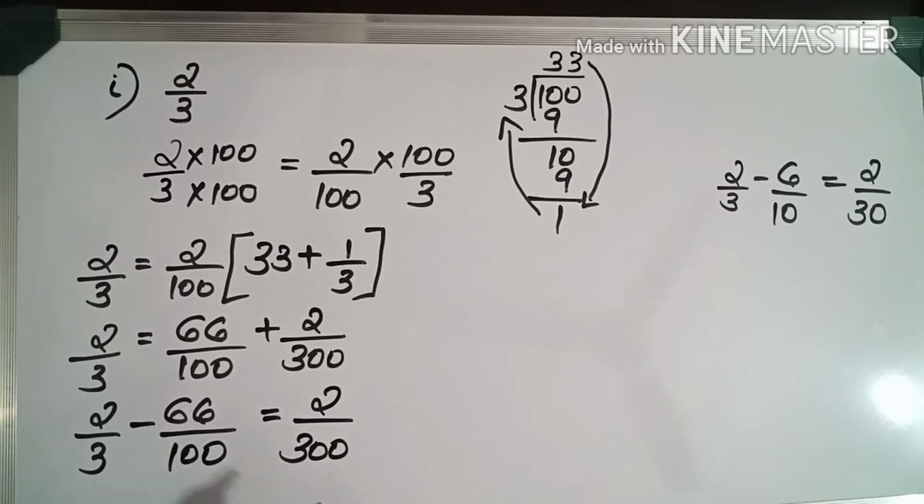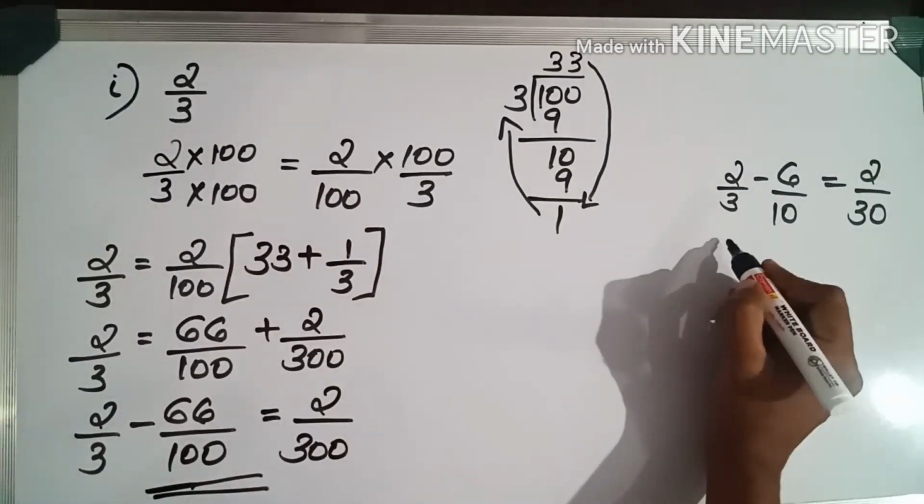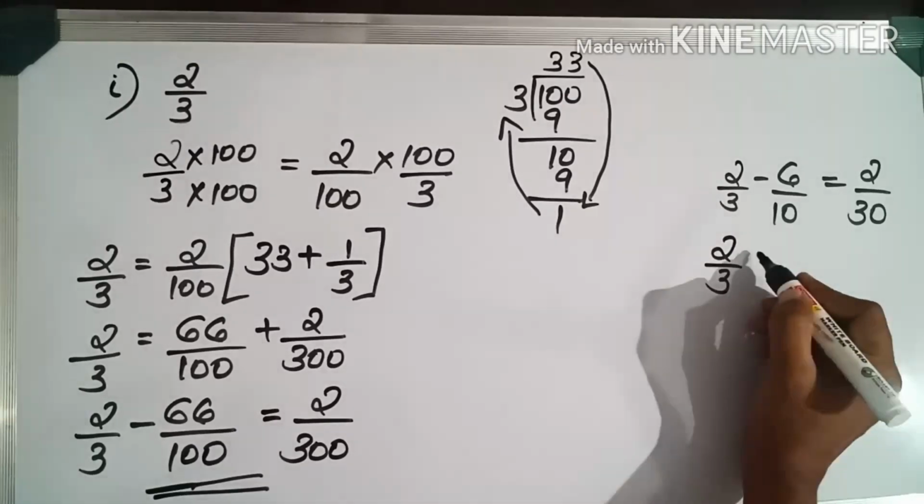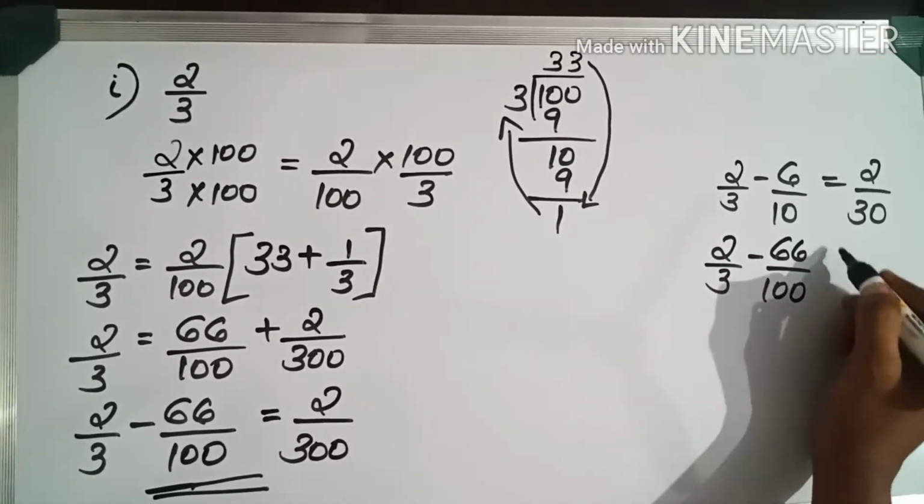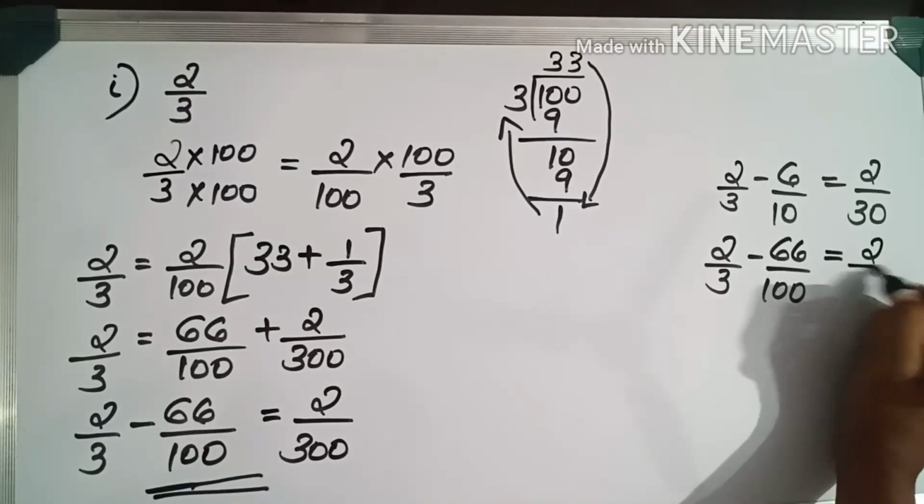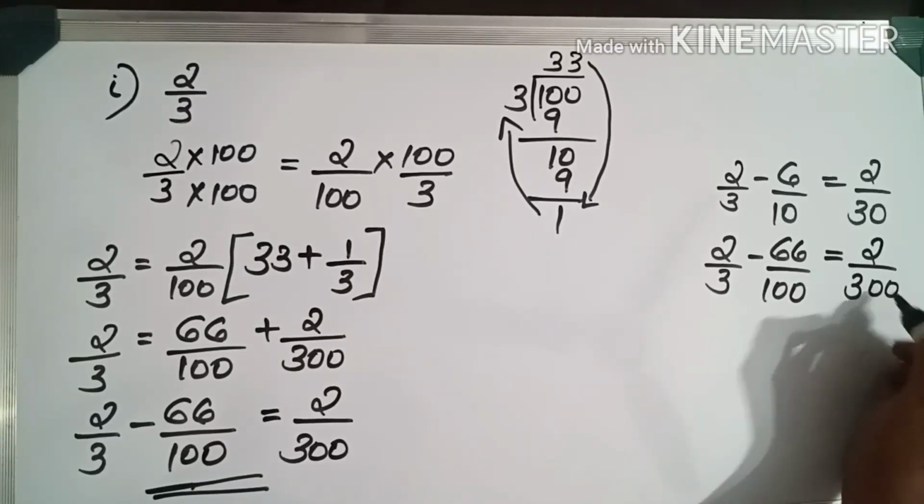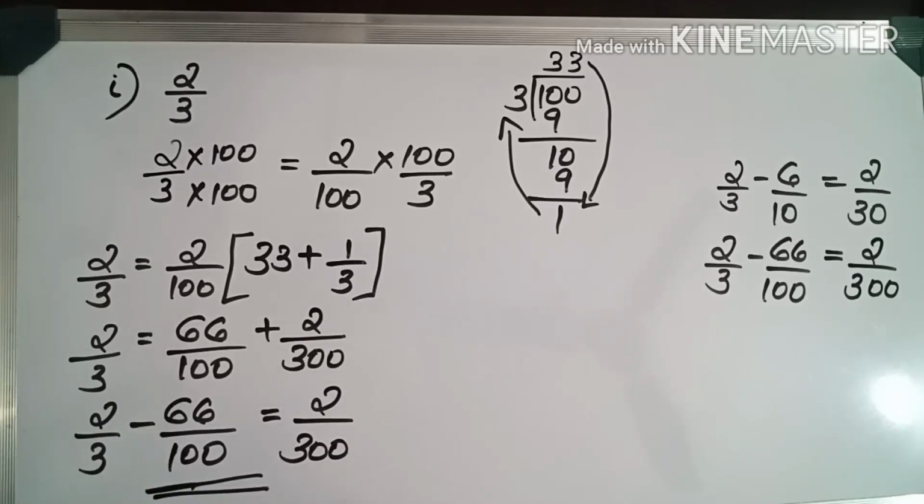Okay, so let's stop here. This is for the second part, that is closer and closer to 100. Here the answer we got is 2 by 3 minus 66 by 100 equal to 2 by 300. Again we need to do the same with 1000.